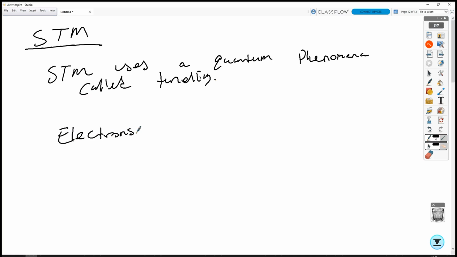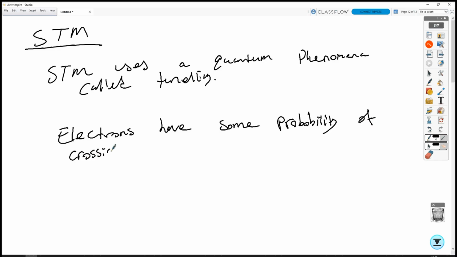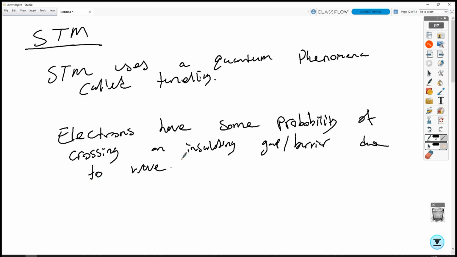So let's write this down. Electrons have some probability of crossing an insulating gap or barrier due to wave behavior. And in quantum mechanics, we'd call this the wave function.